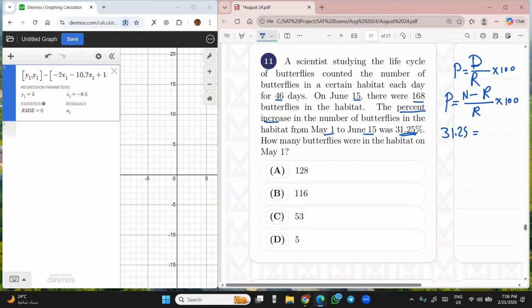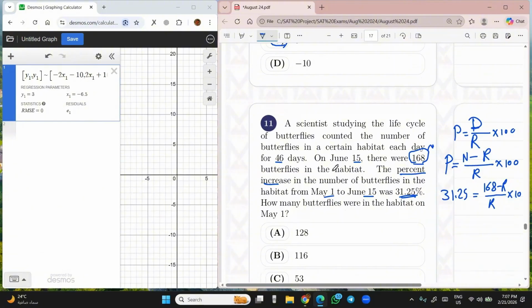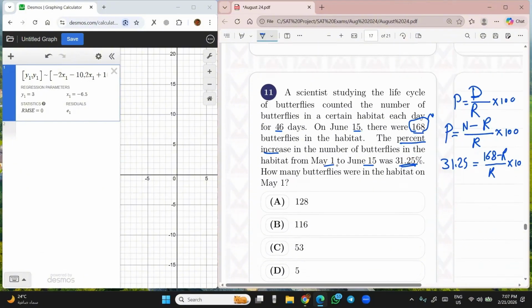So on June, there were 168, which means that this is n. So we write 168 minus the original one, which is the required value, and then the original one to be written down again, multiplied by 100. And then we can calculate that using the calculator or using Desmos. This is 100. Then you can solve it.